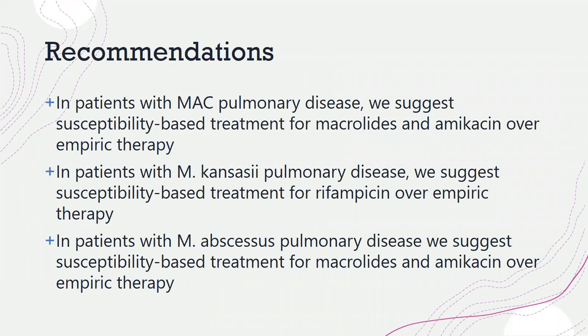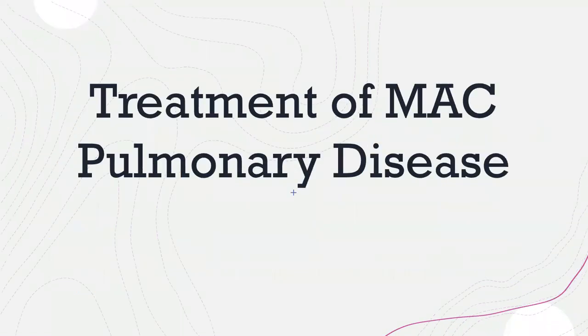To summarize all those different data points, if you look at Mycobacterium avium, susceptibility to both macrolides and amikacin is important to establish over empiric therapy. In the treatment of Mycobacterium kansasii, rifampin susceptibility is important to establish over starting empiric therapy. And in patients with Mycobacterium abscessus, the same way, resistance to macrolides and amikacin is important to investigate and establish rather than just starting empiric therapy.